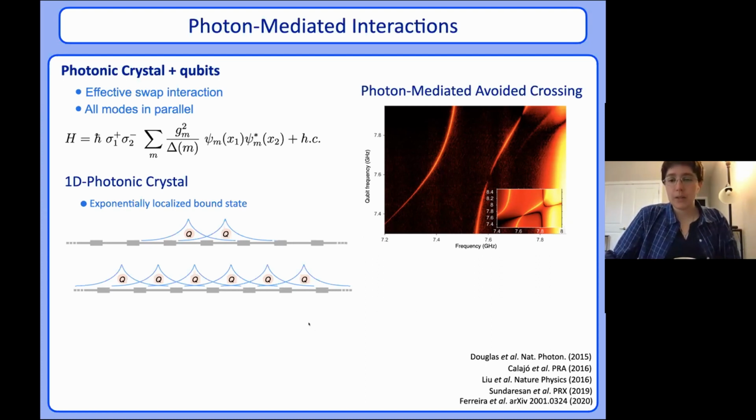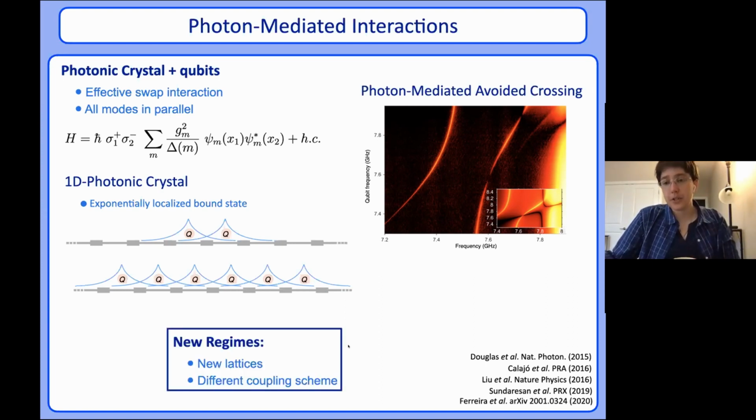And so what my group is focusing on is to go beyond this relatively simple exponentially localized interaction in 1D and to go to new regimes. There are two ways that you can take this basic mechanism and get different interactions. The first is to take it to different lattices. And the second is to change the coupling scheme to something more versatile that gives you a little bit more degrees of freedom.